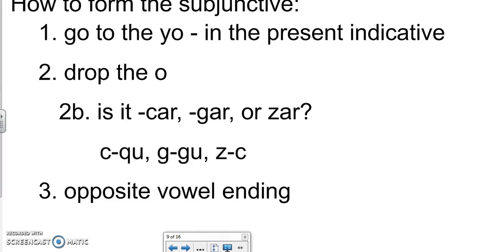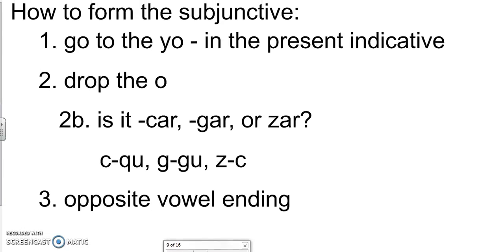Now, let's talk about how we form the subjunctive. These steps should look very familiar because they're the same steps that we used when we were learning the negative tú commands. And then the usted and the ustedes commands also use this process. So let's review. Number 1, go to the yo, remember? So we're going to conjugate in the yo form of the present indicative.